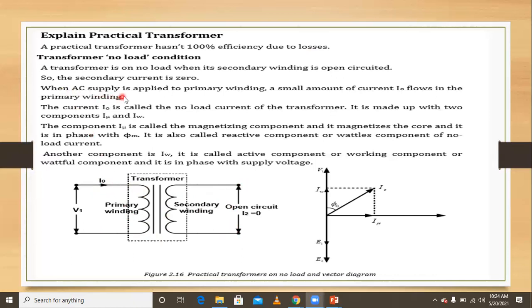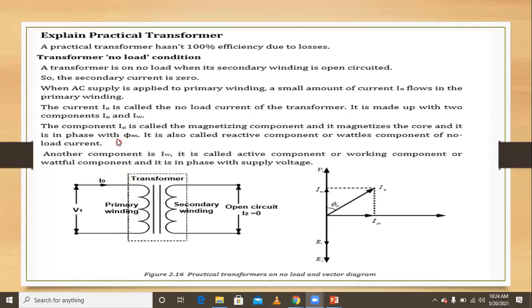When AC supply is applied to the primary winding, a small amount of current I0 flows in the primary winding. This is called the no load current. The current I0 is called the no load current of the transformer. It is made up of two components, I mu and Iw. I mu is called the magnetizing current. The magnetizing current is used to excite the transformer primary winding; a small amount of current is required for this.